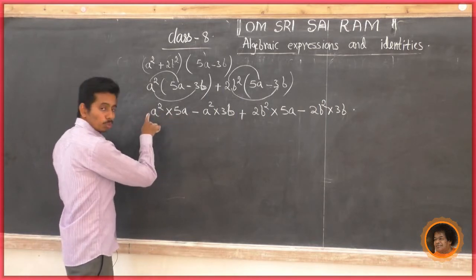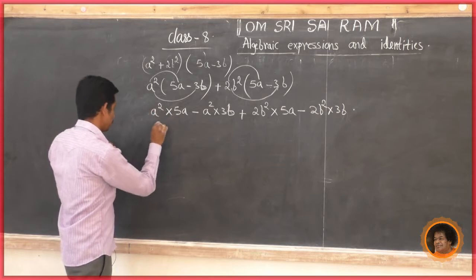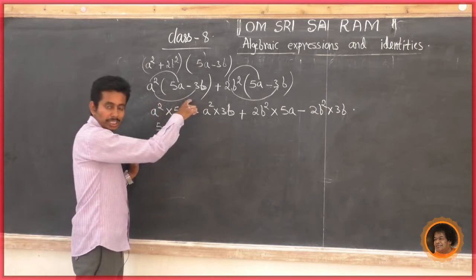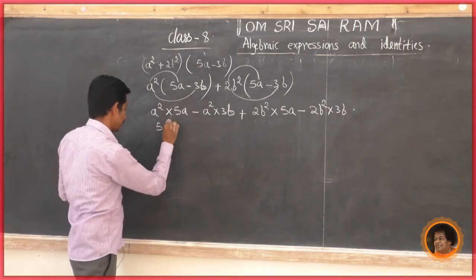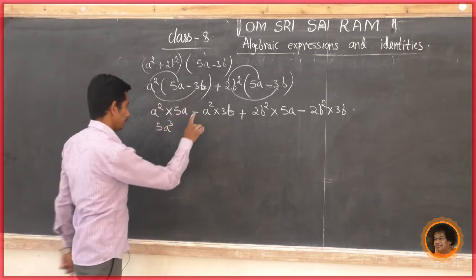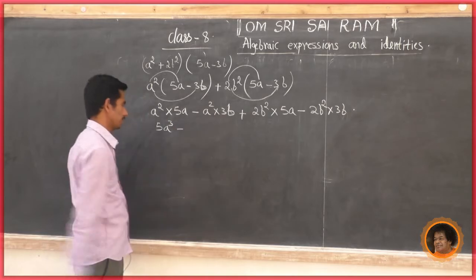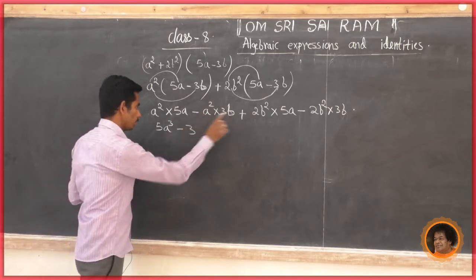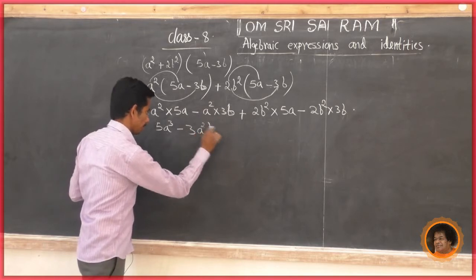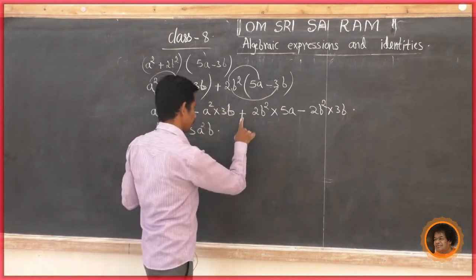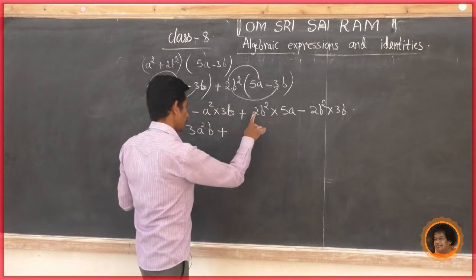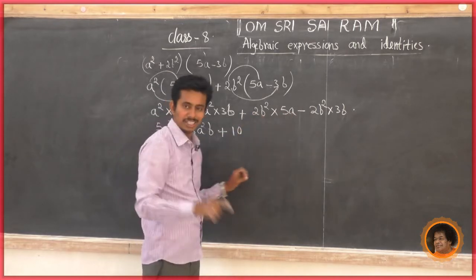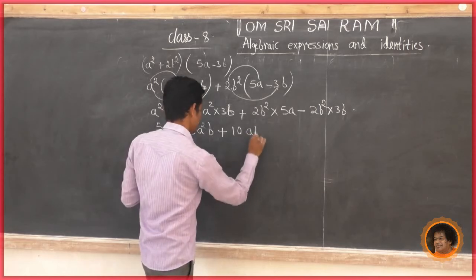5 into 1a squared, so 5 into 1 is 5. A squared into a, a to the power 2, a to the power 1, so a to the power 3. Then minus into plus becomes minus, 3 into 1 is 3, a squared into b is a squared b. Then plus into plus, so it is plus, 2 into 5 is 10, b squared into a is b squared a or ab squared.